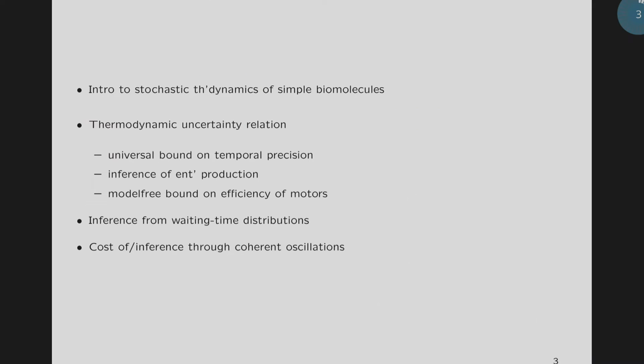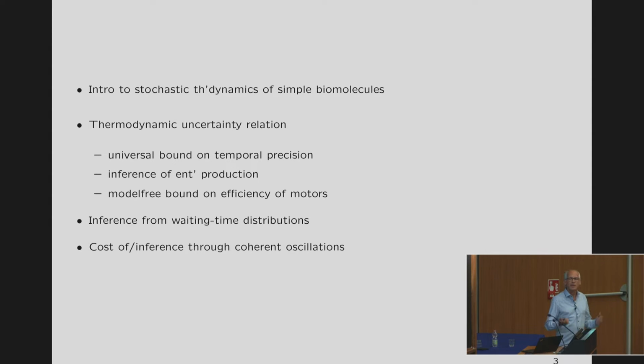So the idea is that I briefly introduce stochastic thermodynamics. I will be using simple biomolecules as a kind of paradigmatic system. Then I'll talk about the uncertainty relation and what you can do with it. And in the second part of the talk, I want to come to recent work on waiting time distributions, and then close with talking about the minimal universal cost of having an oscillating biochemical system.